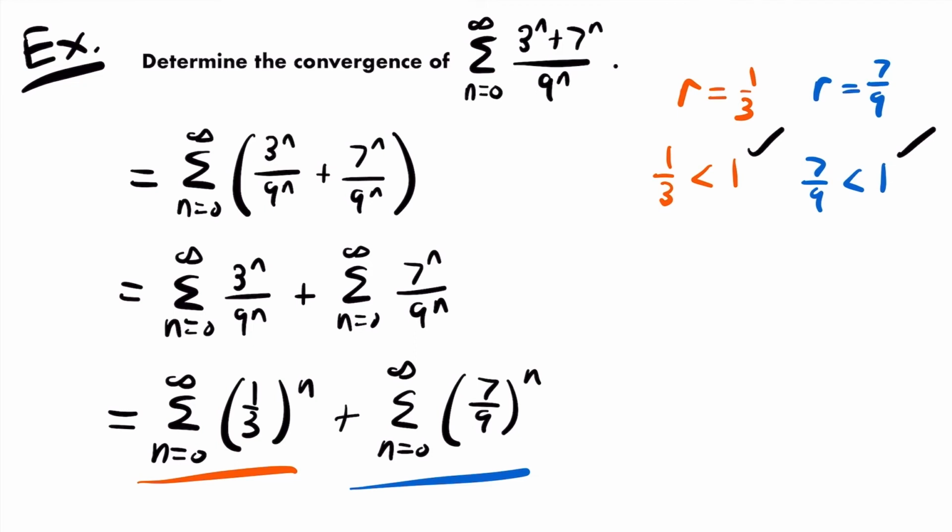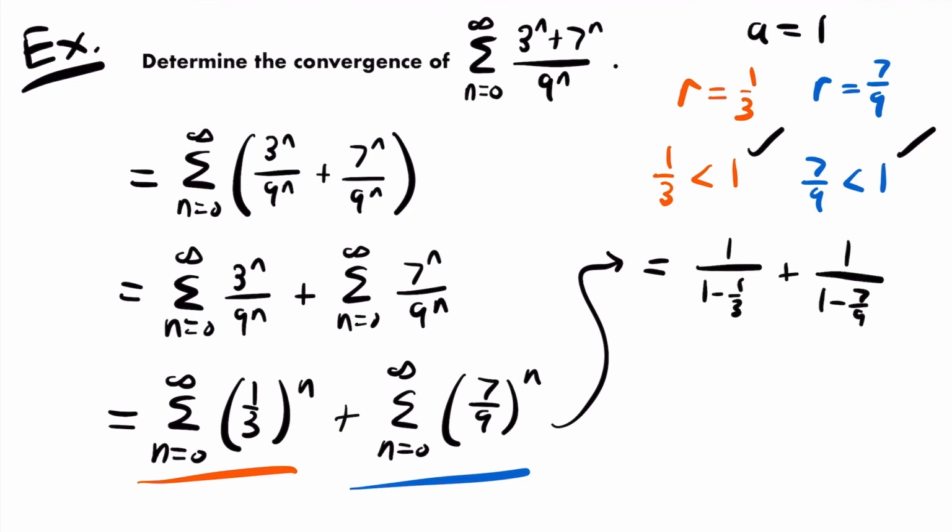And so remember, in both cases, that a is equal to 1, and so we will have that this is equal to 1 divided by 1 minus 1/3 plus 1 divided by 1 minus 7/9, right? We just have a, which is 1, divided by 1 minus the common ratio for each geometric series. And so if we simplify, this is equal to 1 divided by 2/3 plus 1 divided by 2/9, because 1 minus 1/3 is 2/3, and 1 minus 7/9 is 2/9. And remember that 1 divided by a fraction is just going to be the reciprocal of that fraction. So we'll have that this is equal to 3/2 plus 9/2, right?